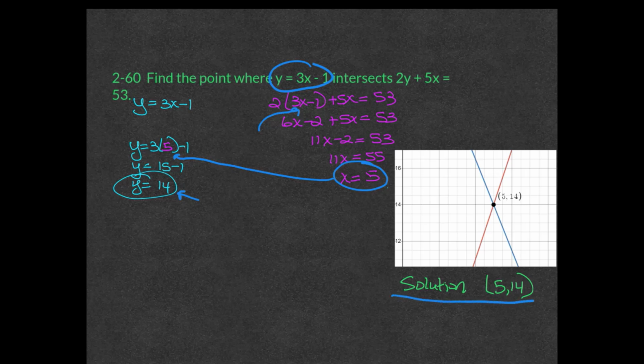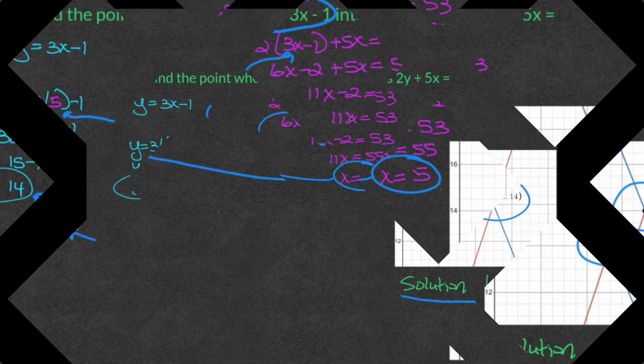So the solution is the point (5, 14). That's where they would intersect. And here is an image of the graph where they do intersect at (5, 14). Okay, hope that helps. That is 2-60, and moving on.